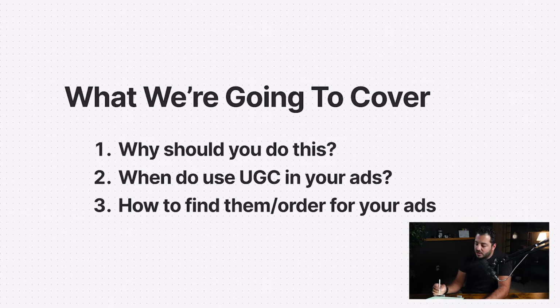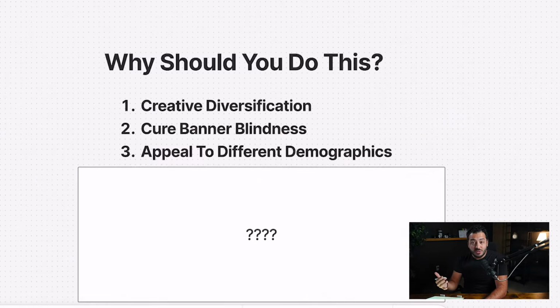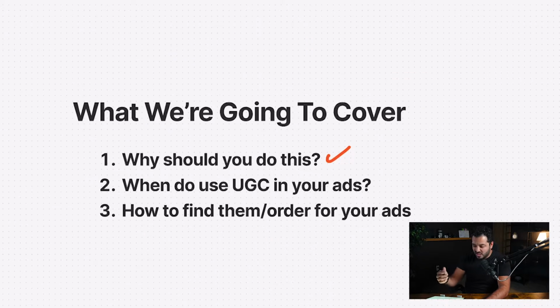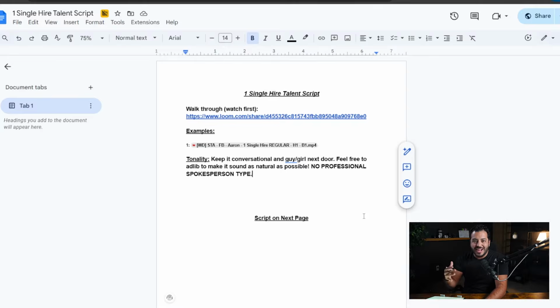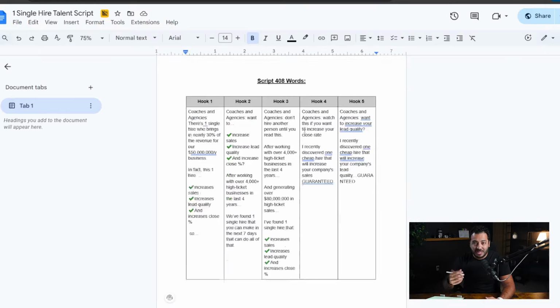So what we're going to cover in this video is, number one, why should you do this within your company for your ads on Facebook, TikTok, Instagram, everything across the board? When should you actually do this? When do you actually implement UGC into your ads? And then I'm literally going to give you the entire process of where to find these people, the document that I use to actually send the script off to them with directions. And as always, I'm not going to hold anything back in this video.